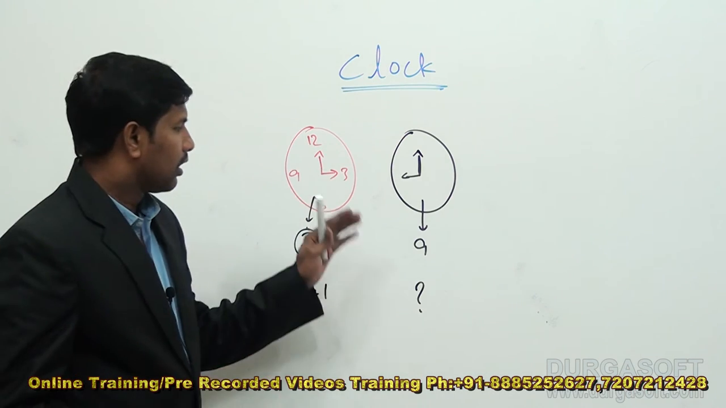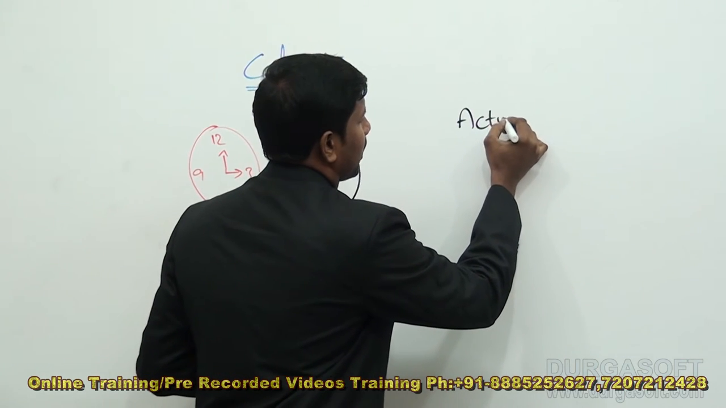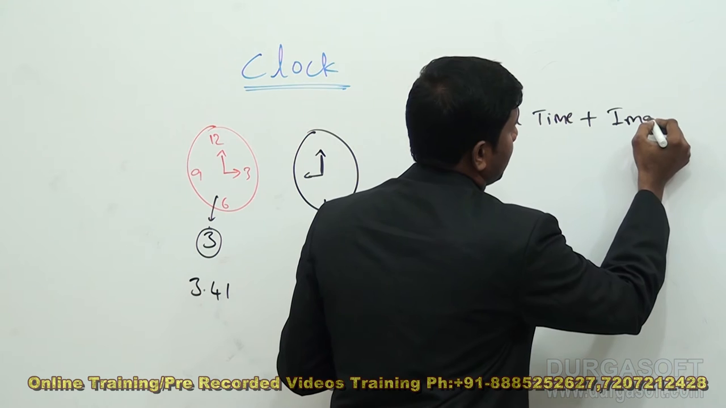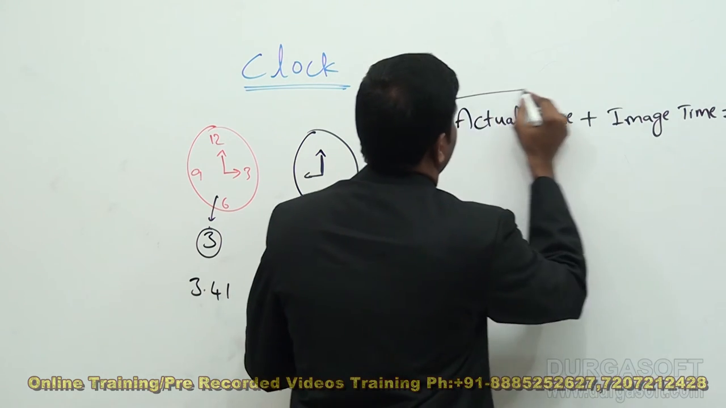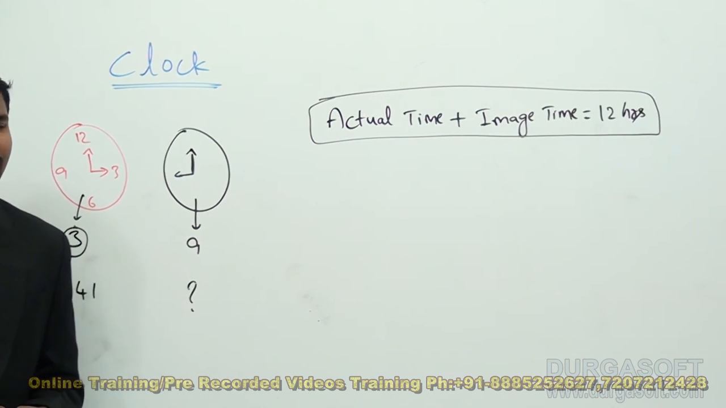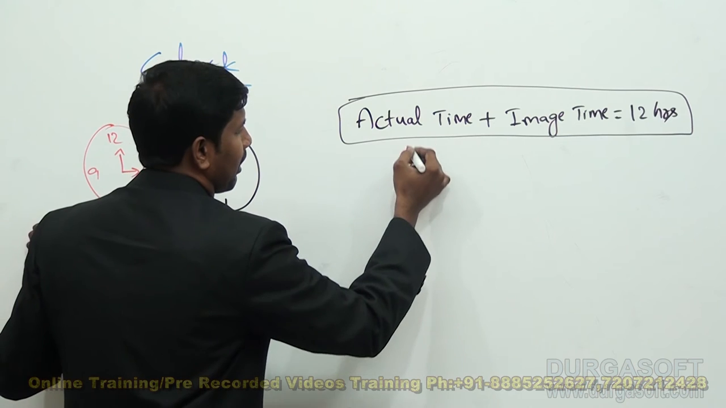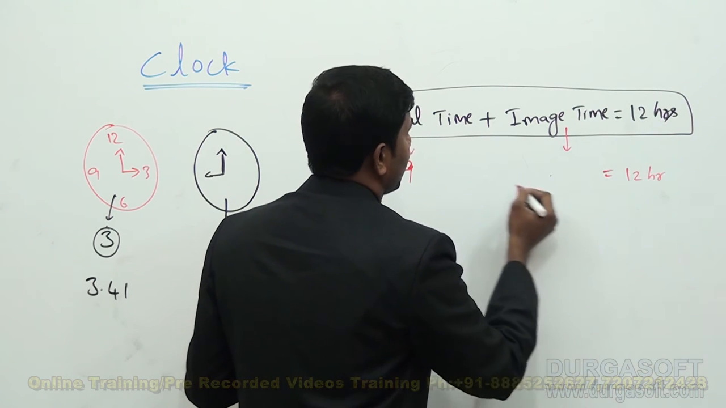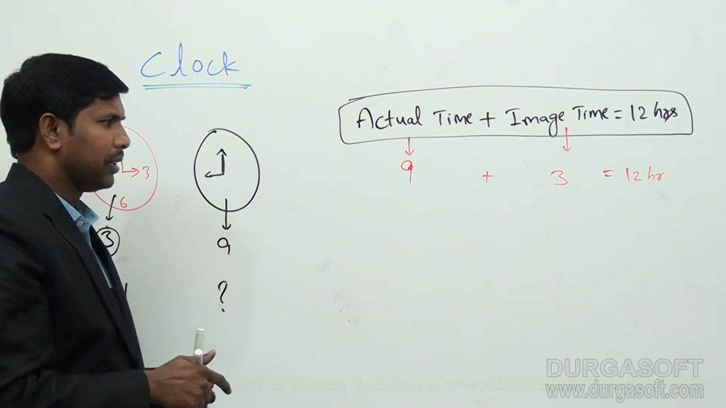So there is a relation between these two. The logic is simply actual time plus image time is equal to 12 hours. So this is the small logic we can use. Actual time plus image time is equal to 12 hours. Meaning, when it is 3 o'clock in the actual clock, the image must show some value which gives 12 hours in total. So obviously it must be 3. So both the values should add up to 12 o'clock.